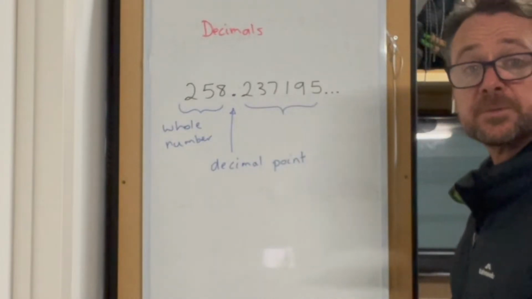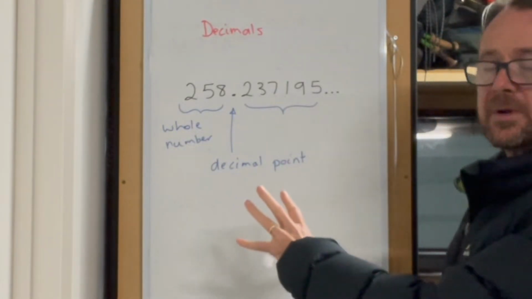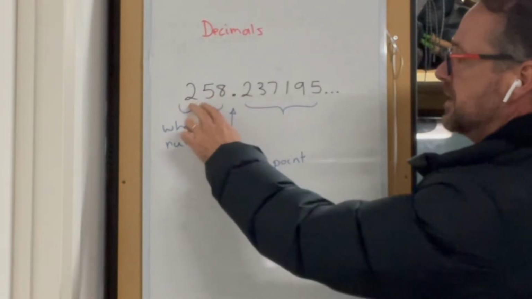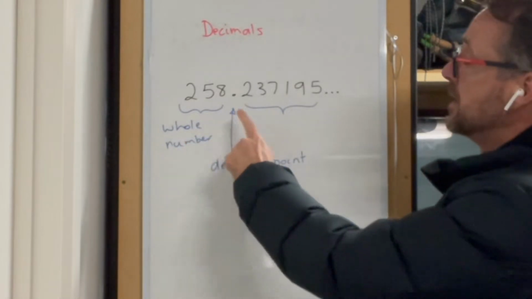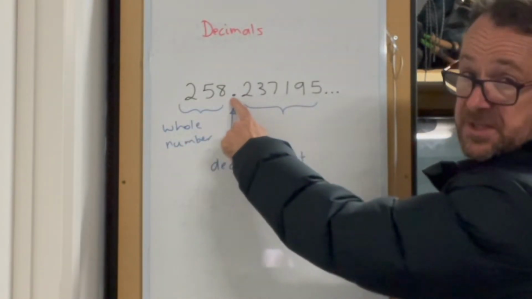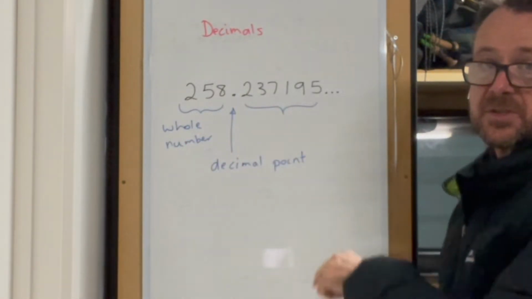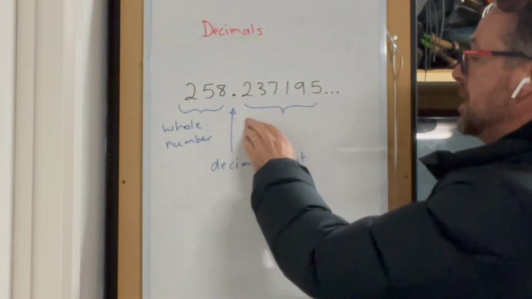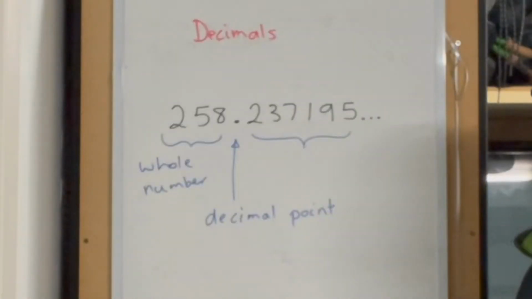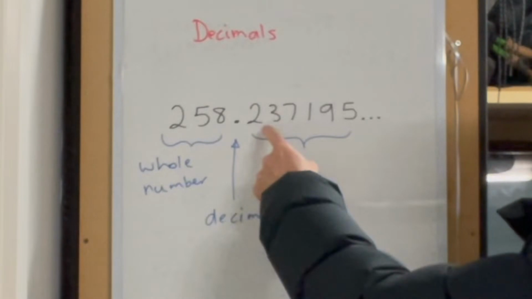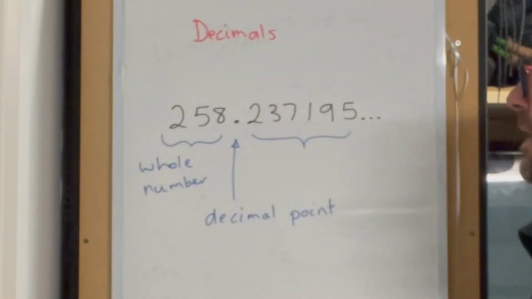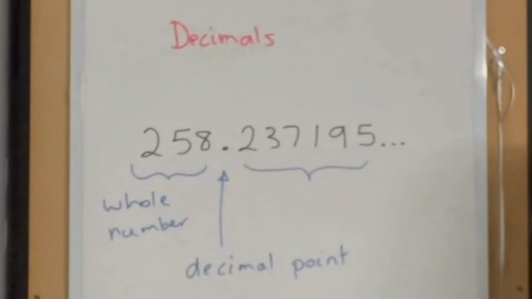Let's look at decimals. Decimals are made up of three parts: the part to the left, which is the whole number part, the decimal point itself, and then those numbers that are to the right of that decimal point, which are all values that are less than a whole number. And we read it as such.